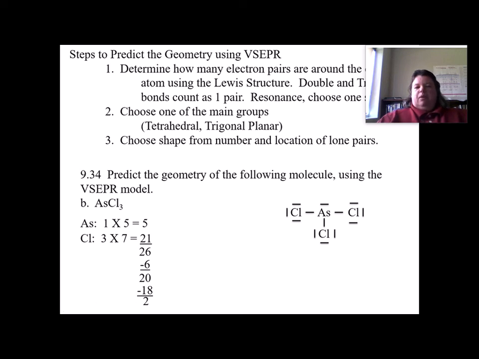Next part is where my electron pairs are. I've got 1, 2, 3 outside atoms, or 3 bonding pairs. I have 1 lone pair, which is above the arsenic. And so the molecular geometry for 3 bonding pairs and 1 lone pair is a trigonal pyramid. Next.